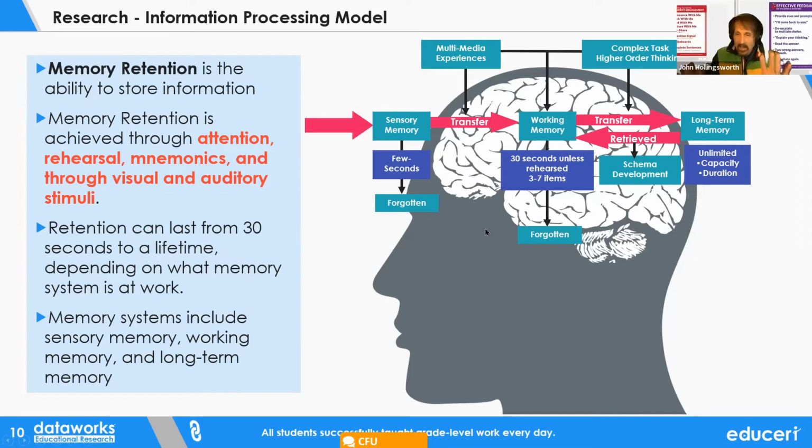We have a presentation to look at, and you're hearing me talk. So let's look at this part right here. Retention can last from 30 seconds to a lifetime, depending on what memory system is at work. And we have the different memory models right here. The 3 sections are the sensory memory, working memory, and long-term memory. So let's look at this. This is the teacher talking out here.